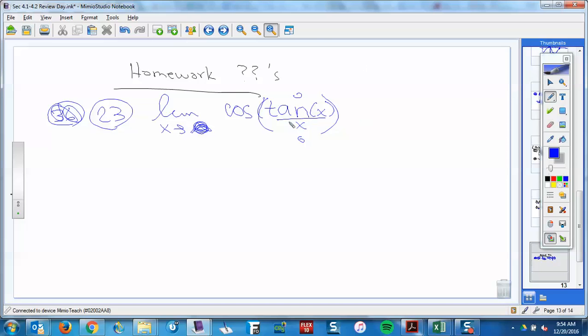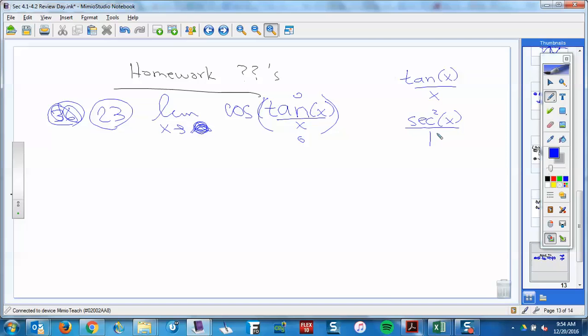There's no algebra we can do. So now I'm just focused on this part here. Tangent x over x is giving me 0 over 0. So L'Hopital's rule says I can do the derivative of the top, which is secant squared, over the derivative of the bottom, which is 1. Now I can plug a 0 into that.